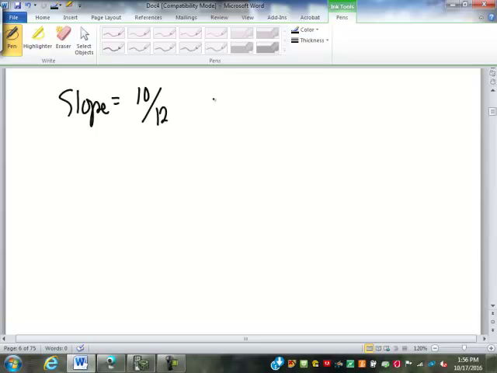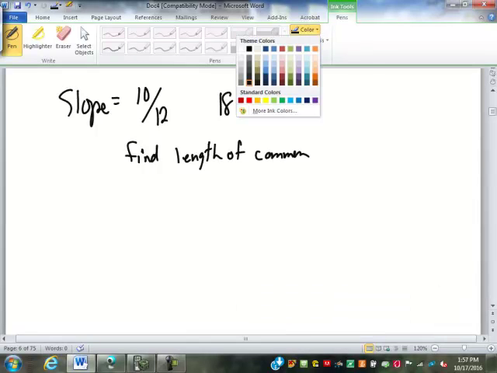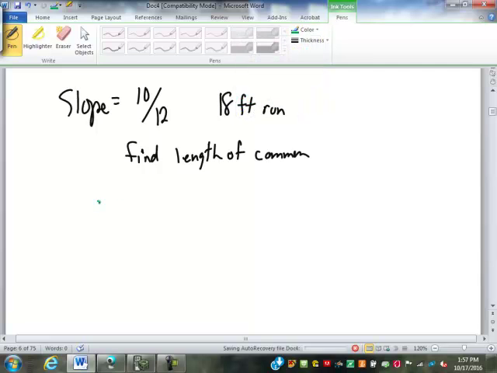So you got a 10/12 slope on an 18-foot run. Find the length of the common. What number did you pull off the square? That's it. 15.62. What do you do with that? So 18. Do you want a second to retry it? I will finish this one off, then I'll give you another one to work on.